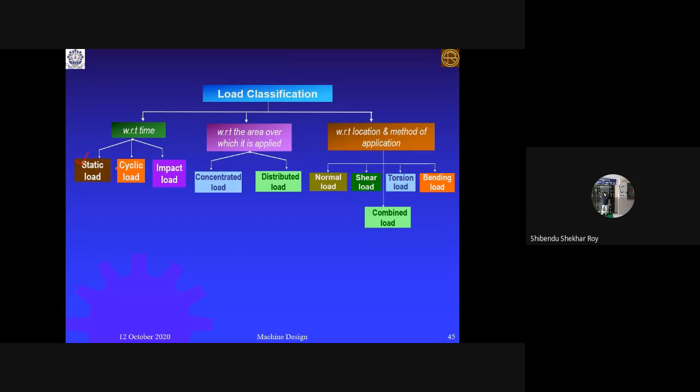If any of these two is varying, then it is called the cyclic load. And impact load means when the application of load is momentary, so that time there will be an impact effect. So we start with the static load only, because we always have to solve the relatively simple problem first. When the load acting on the spring is static in nature, then you fine tune it for your cyclic loading or impact loading.